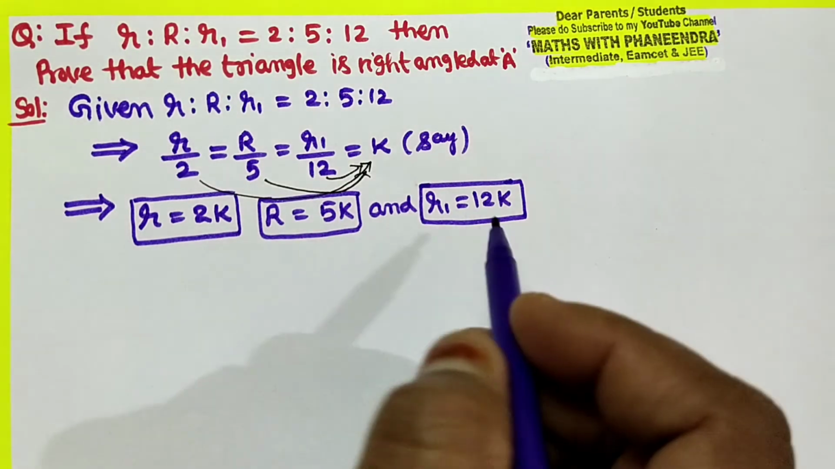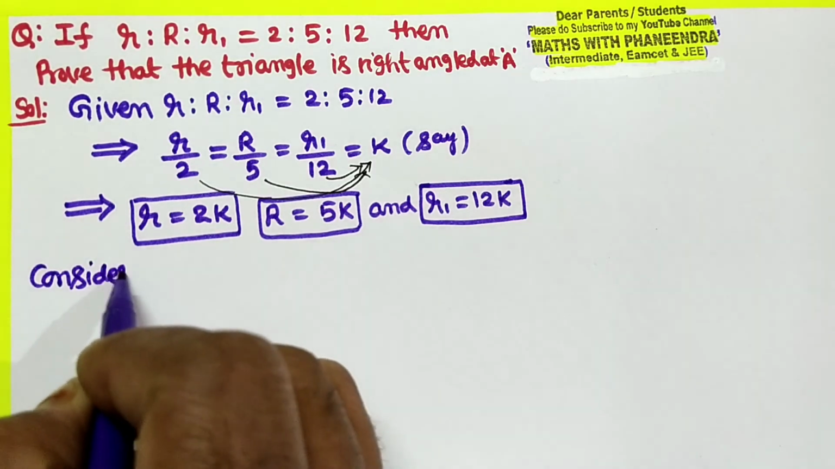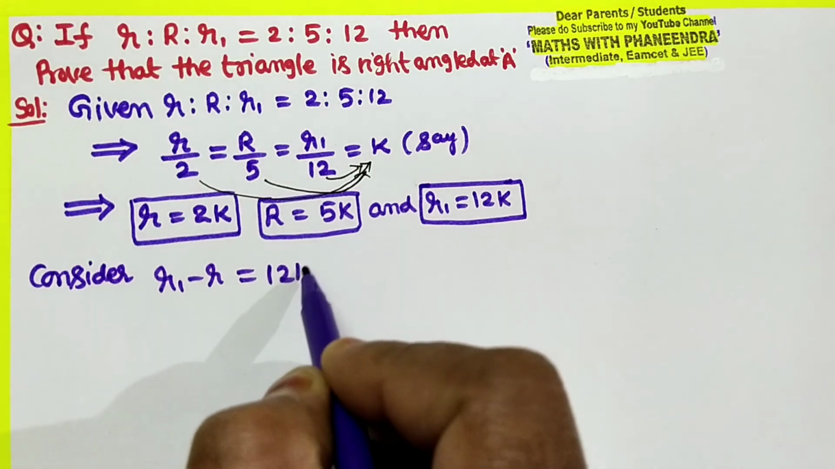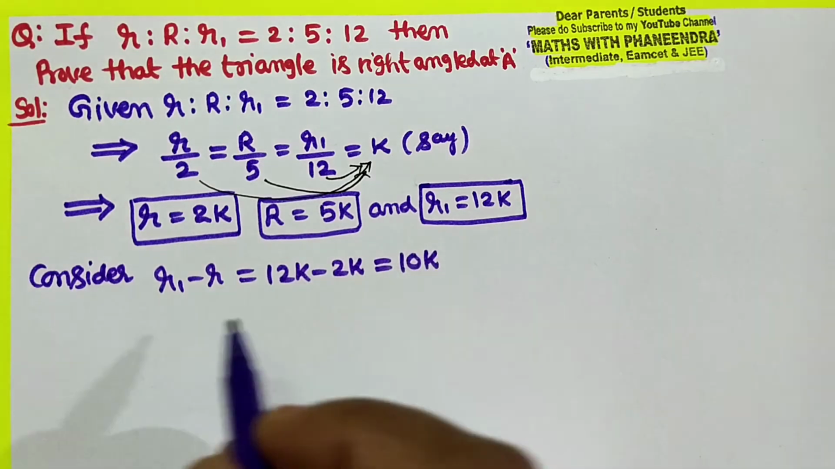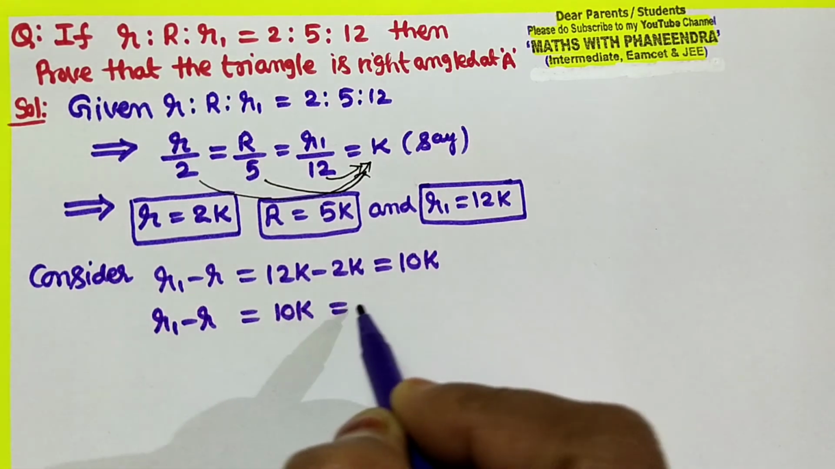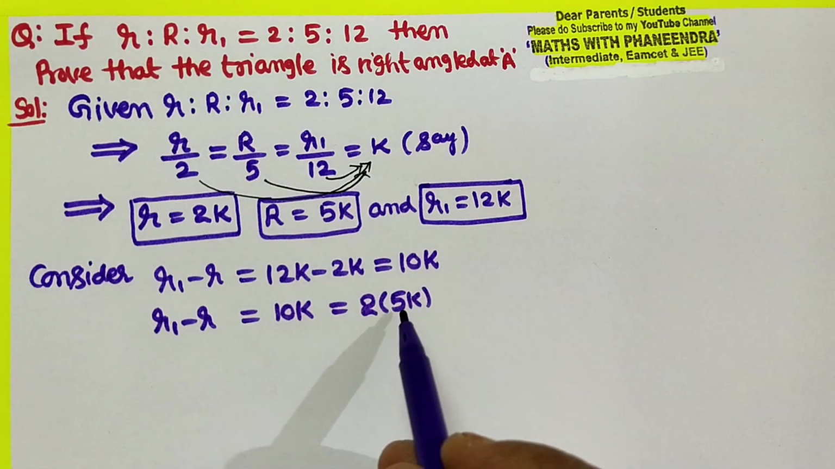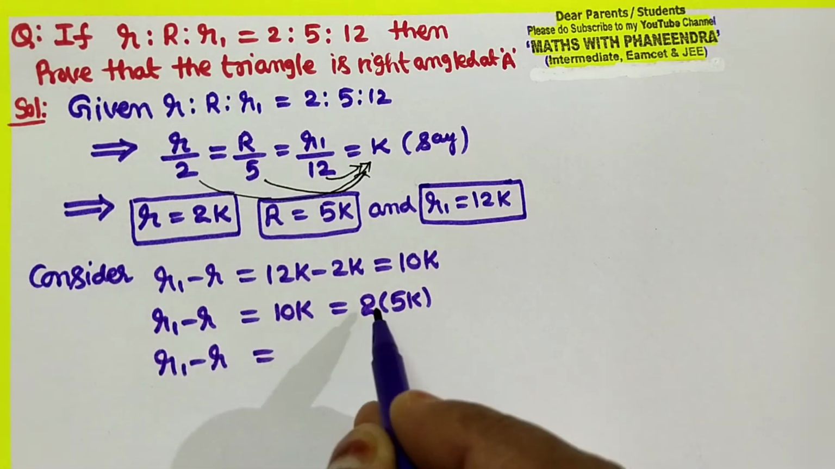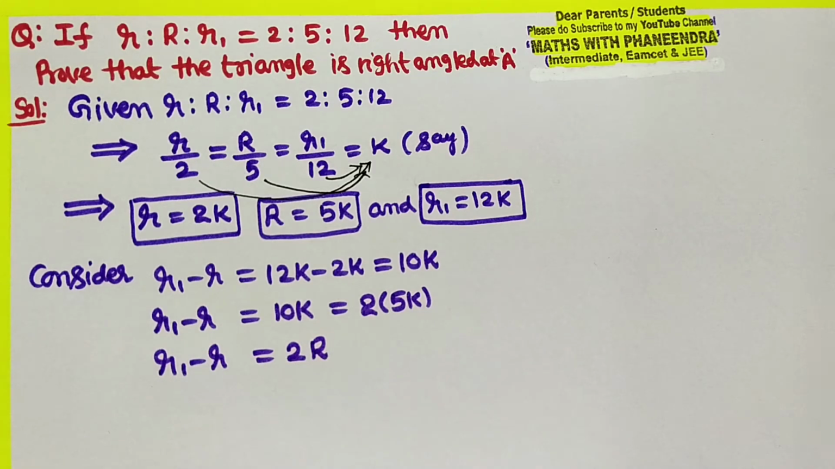See here, consider r1 minus r equal to 12k minus 2k, which is equal to 10k. 10k can be written as 2 times 5k. In place of 5k, we can write capital R only, no? So r1 minus small r equal to 2 times capital R. r1 minus r equal to 2R.